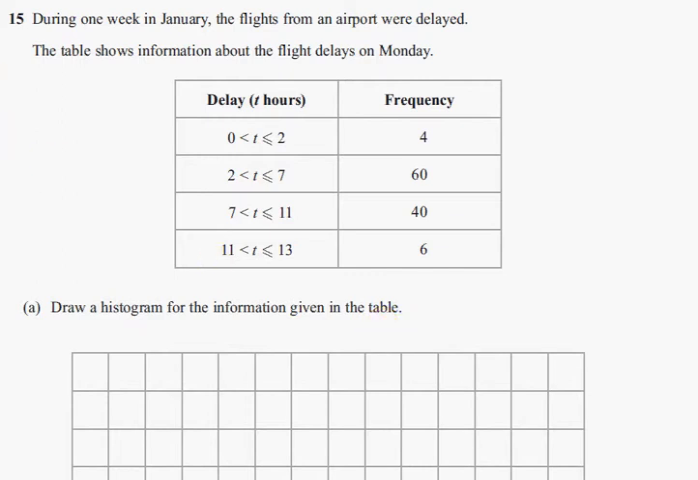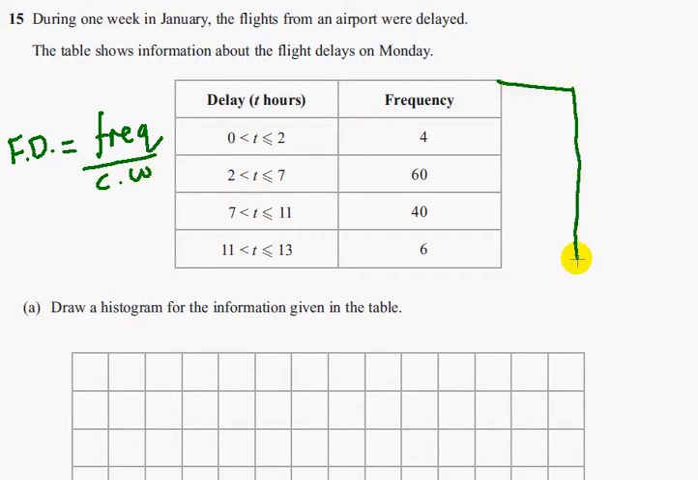Now, the first thing I do when I see a histogram question is write out that formula for histograms. So frequency density, I'm just going to put FD, is equal to frequency divided by the class width. Okay, so we're going to need to extend our table, and this is going to be the class width.